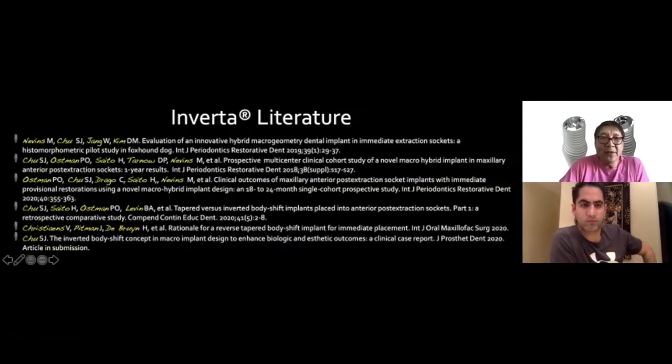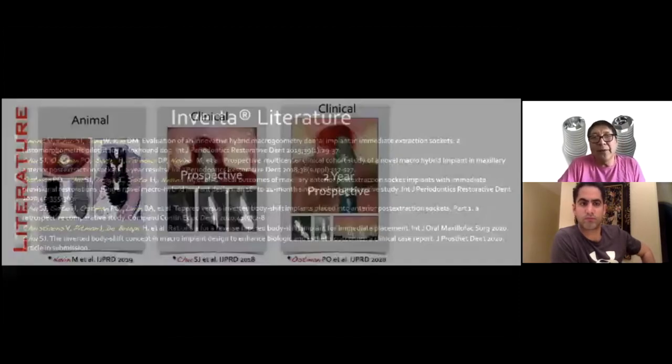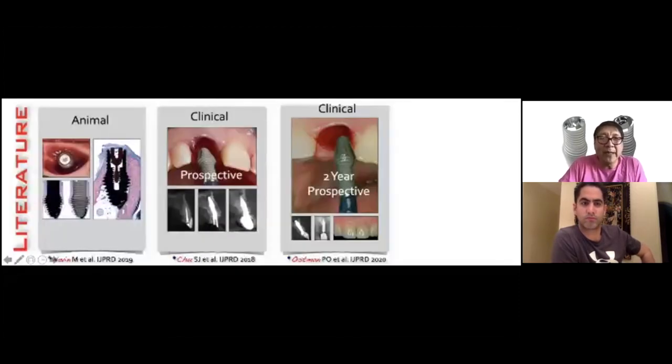This is a 2-year prospective study from PO Hospital in Sweden. And we recently published a comparative study looking at conventional tapered versus the inverted body shift implants. Here are the critical papers. This is from Nevins, looking at integration with this implant design without grafting. We found that we were able to get integration without grafting, provided that we have enough gap distance. And again, this 1-year prospective study, and then the 2-year results that were just published this year.